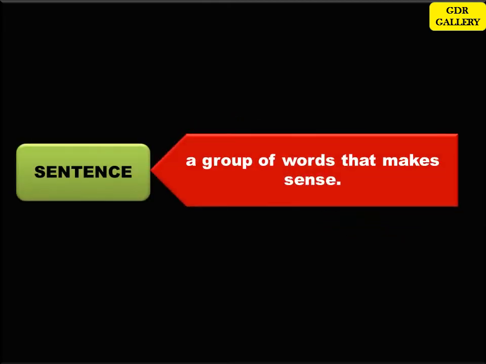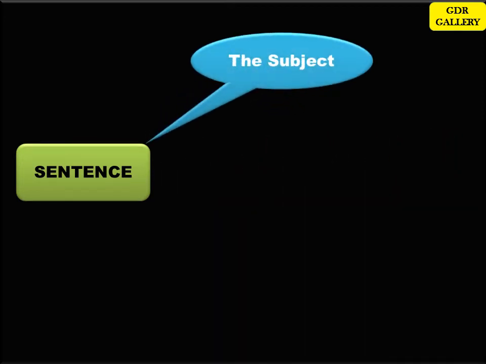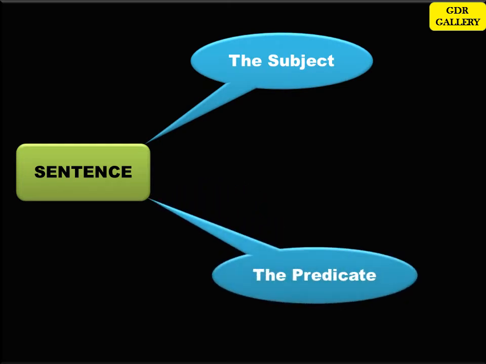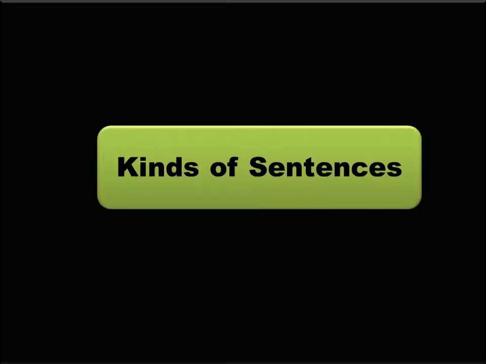In my previous video, you learned that a sentence is a group of words that makes sense, and every sentence has two parts, the subject and the predicate, right? In this video, you are going to learn the different kinds of sentences. Now let's see what they are.